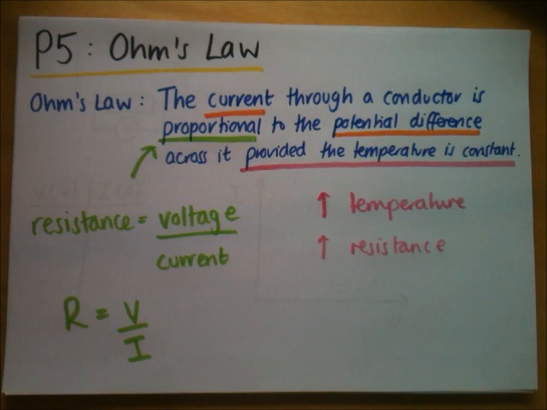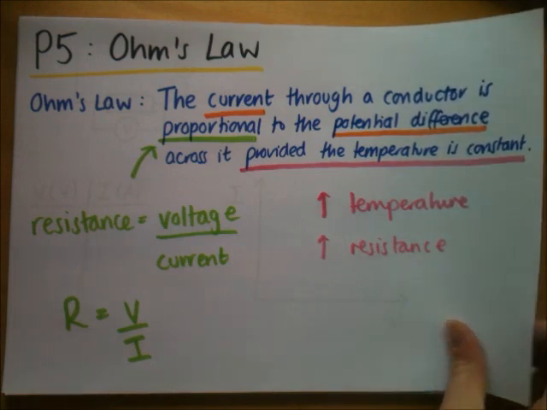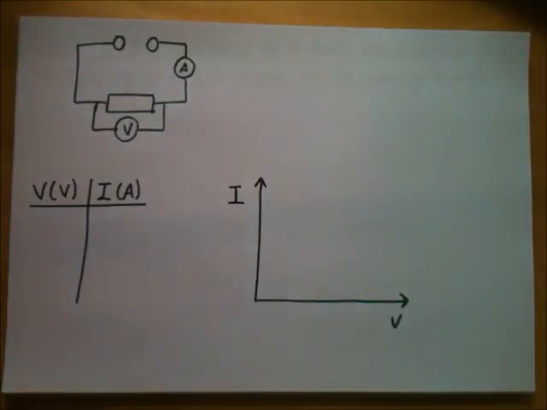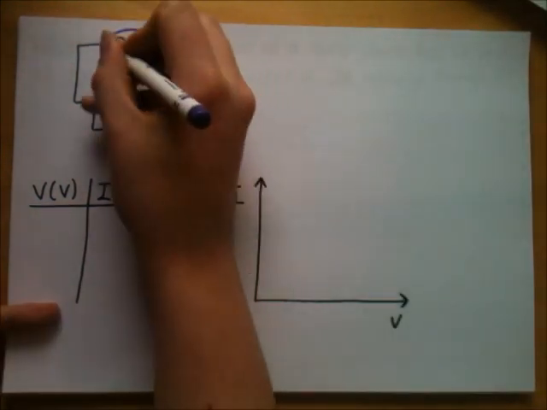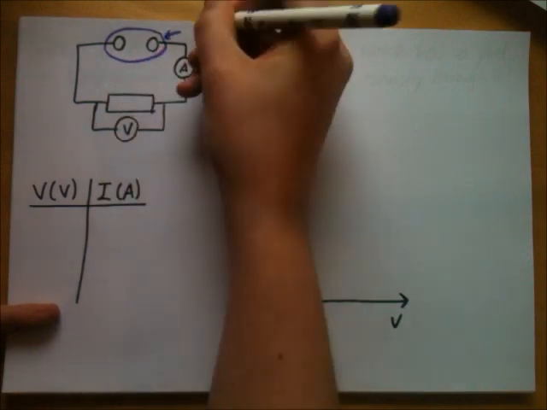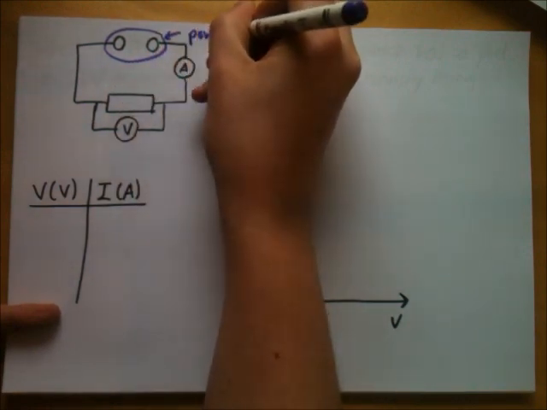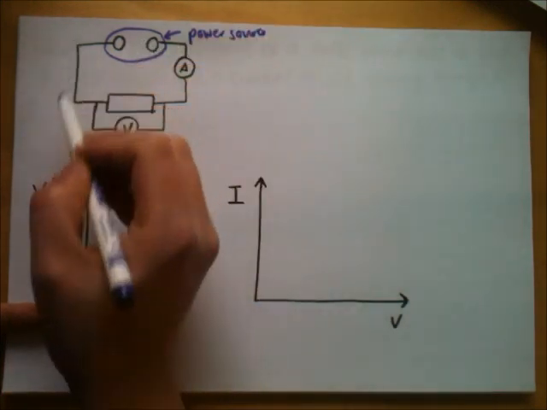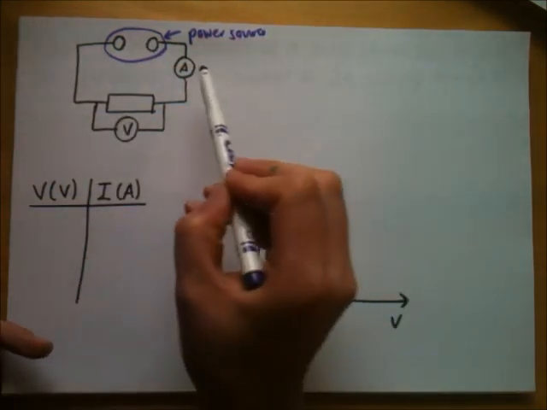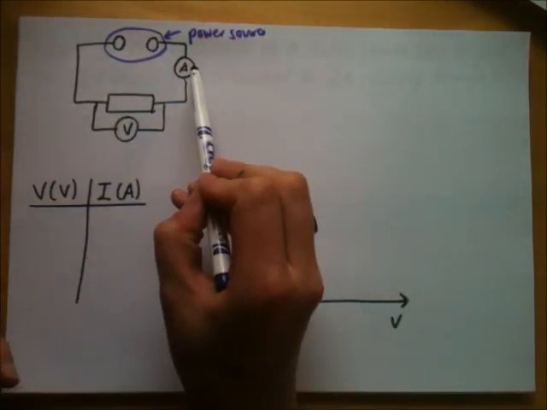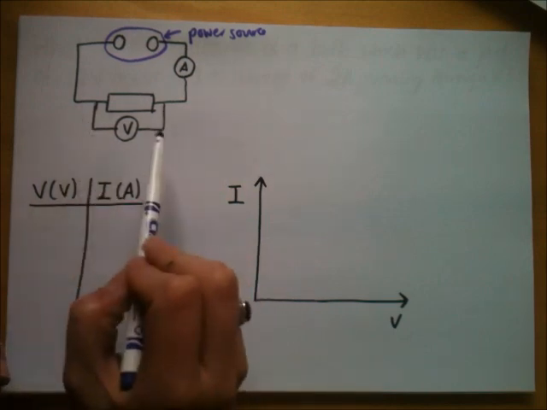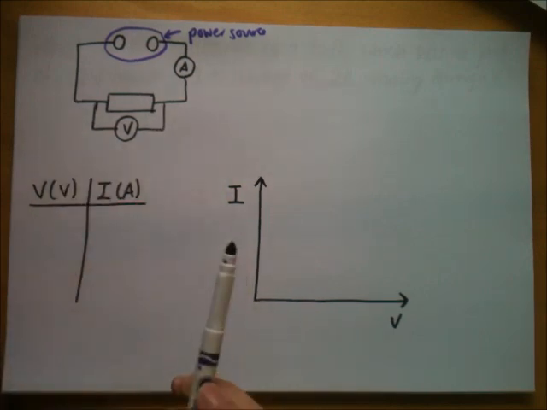So Ohm's law is pretty easily proved with a practical, and you've probably done this one in class. So this is the equipment that you will have used. These two dots up here mean a power source, so probably not a battery for this one. You probably used a power pack. So this is a power source. And we can see that we have a nice simple circuit with just a resistor, an ammeter to measure the current in the circuit, and a voltmeter to measure the potential difference across the resistor.